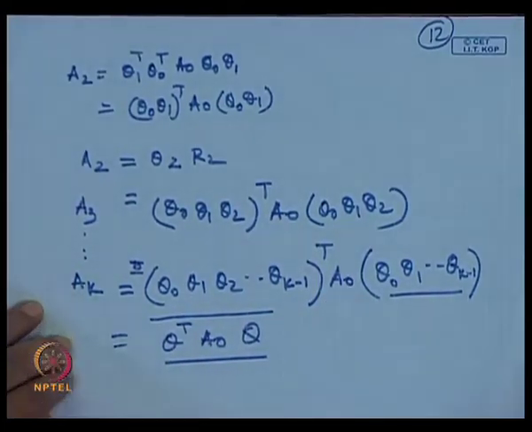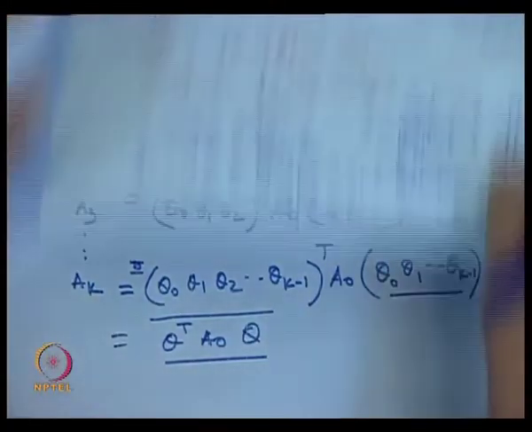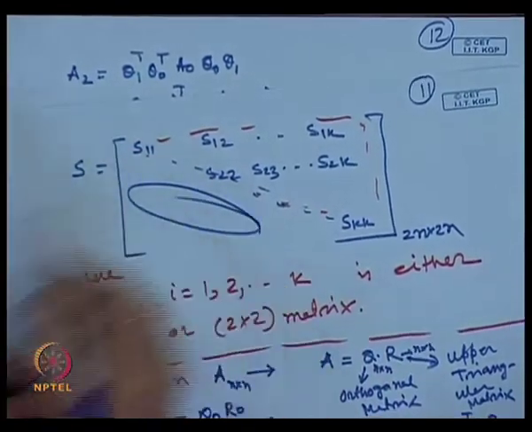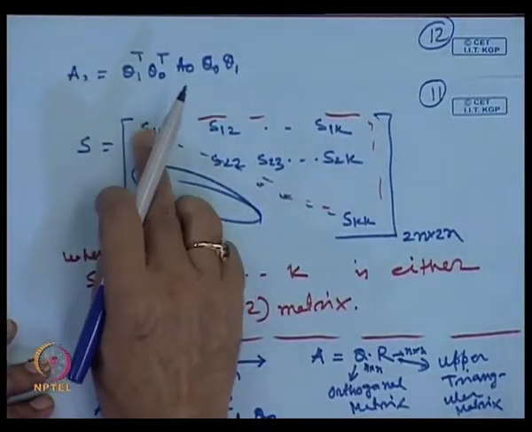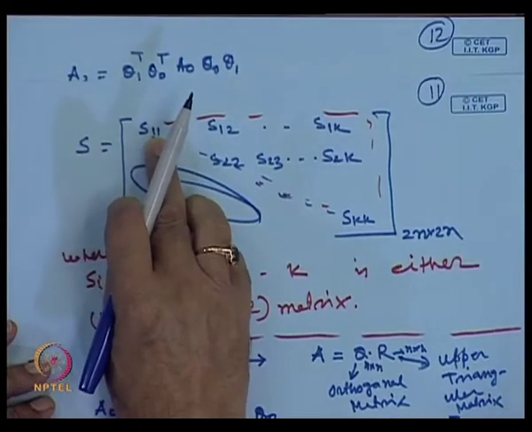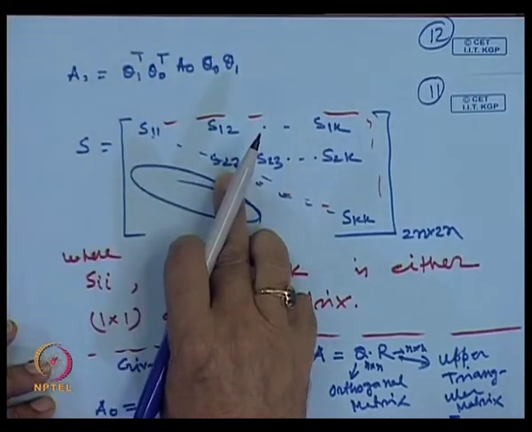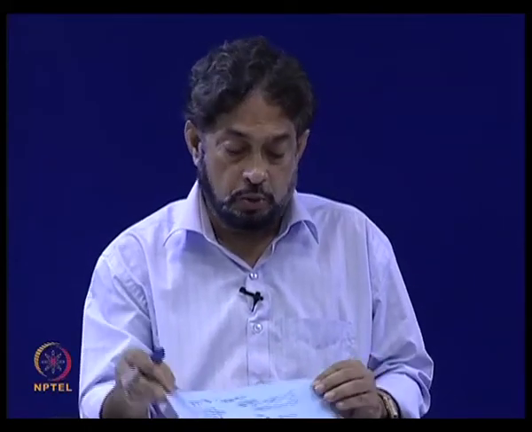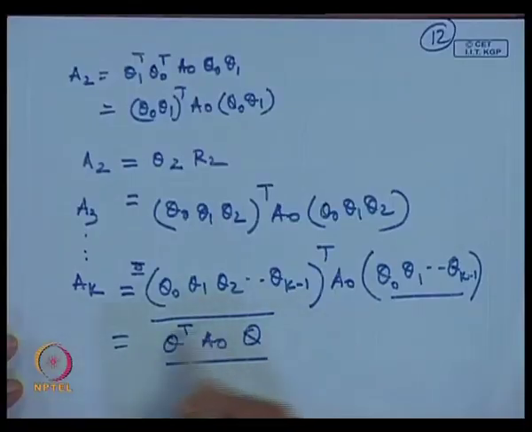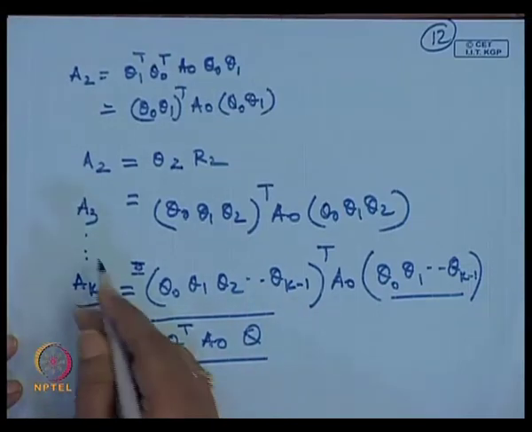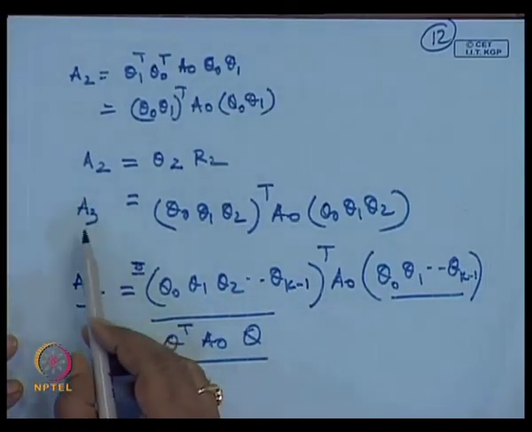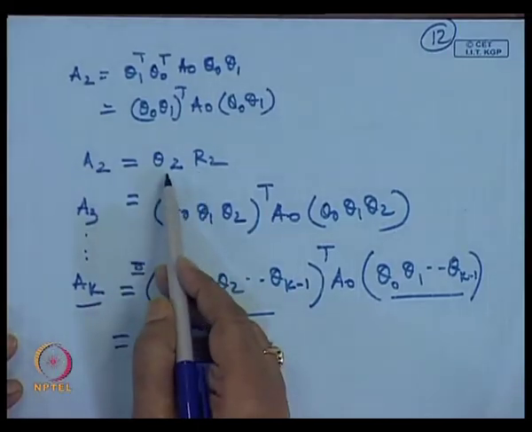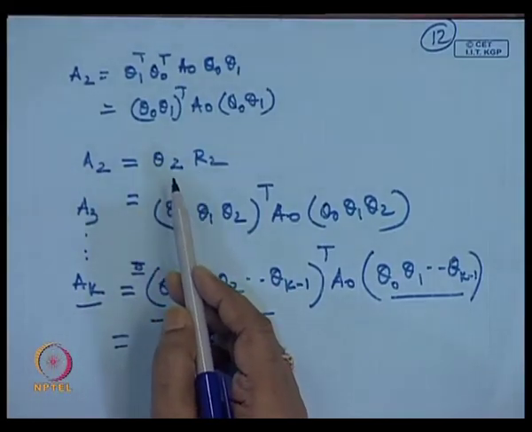Schur form means this form, this structure, where everything below is zeros. That means S 11 may be a 2 by 2 block or a 1 by 1 block, but it cannot be more than a 2 by 2 block. It may be a 1 by 1 block or a 2 by 2 block. So, ultimately if you proceed this way, you will get A k in Schur form. I leave this as an exercise.